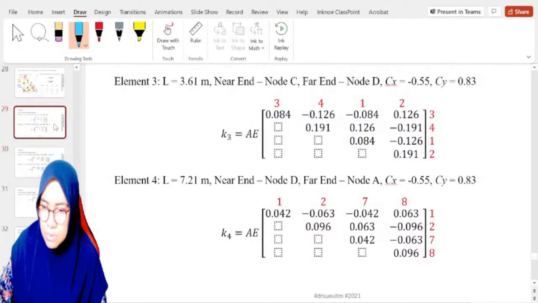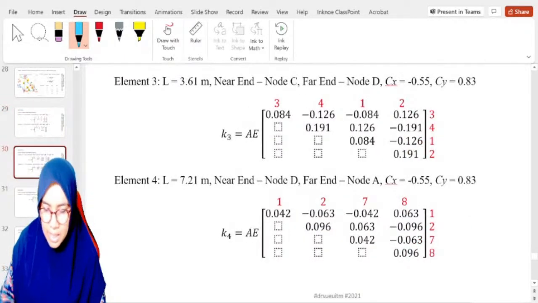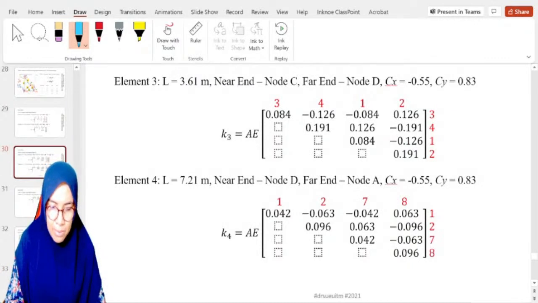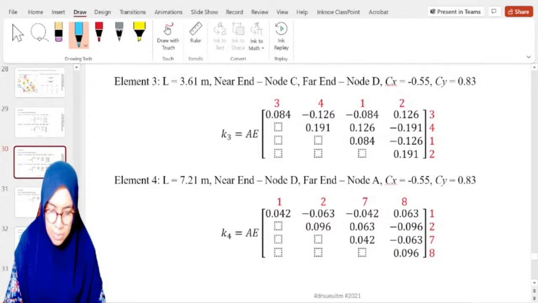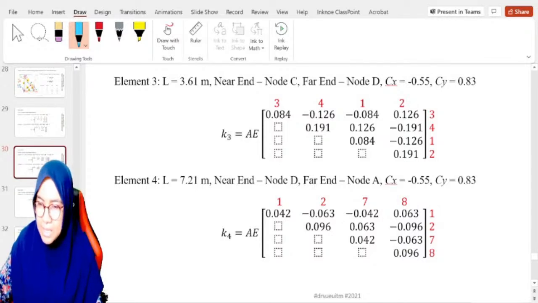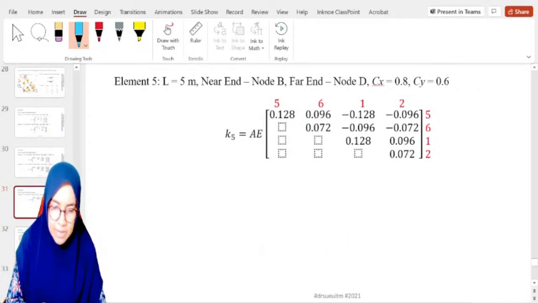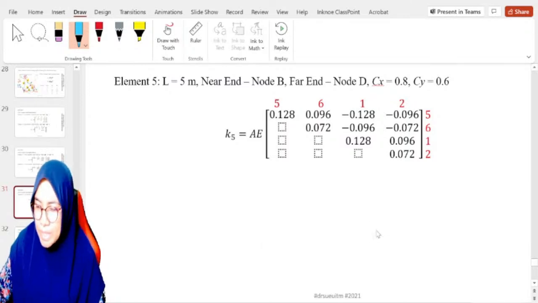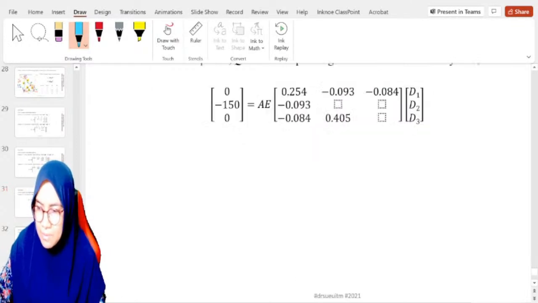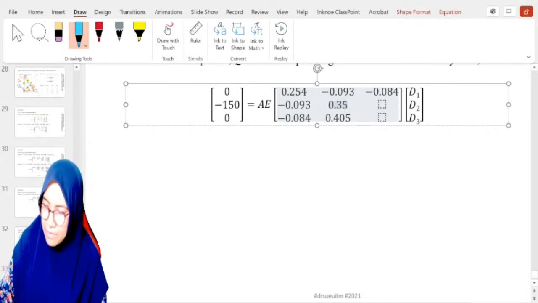The next value is 22. 22 starts from K3. It is 0.191 plus 22 is 0.096 plus, okay, we have 0.072. The total is 0.359.